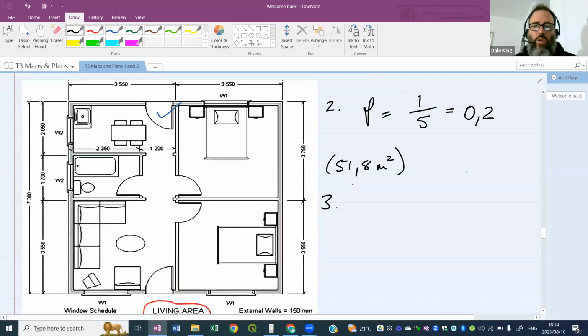Question 3, the one you walked into, is you see this number here, it's 51.8 square meters. This house is 51.8 square meters. How can we confirm this? What calculations can we do to confirm this?